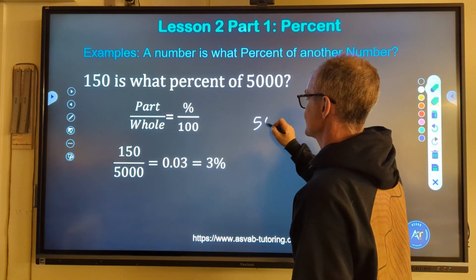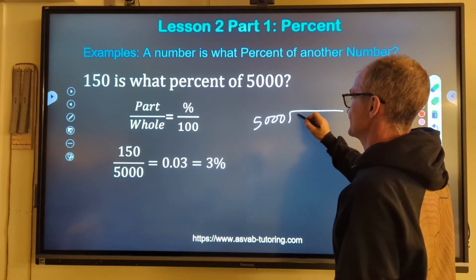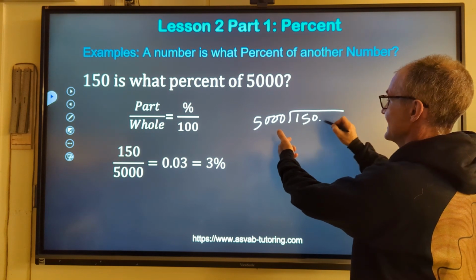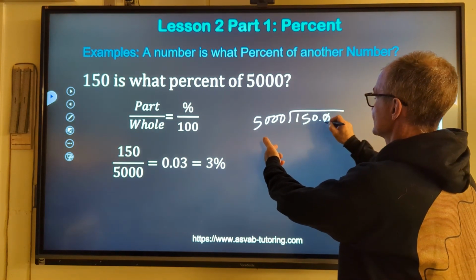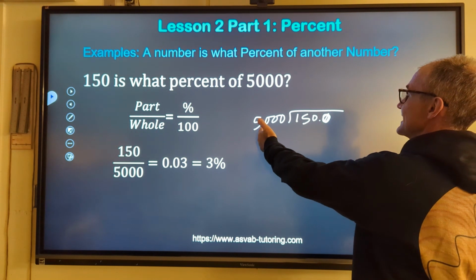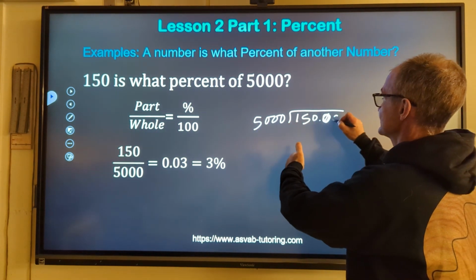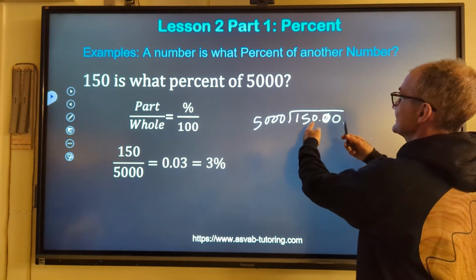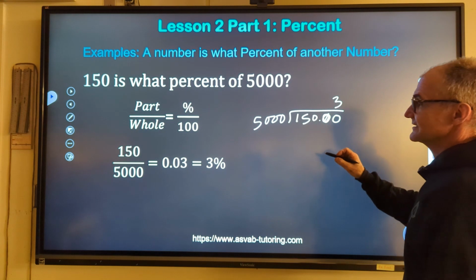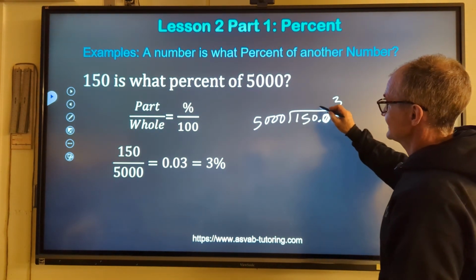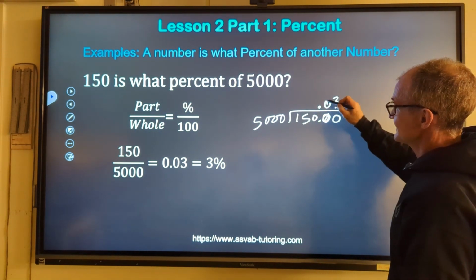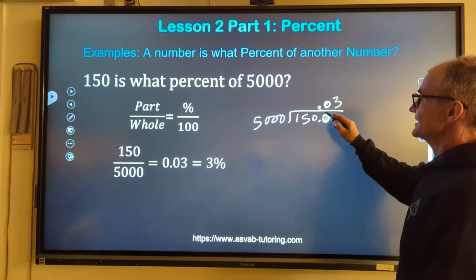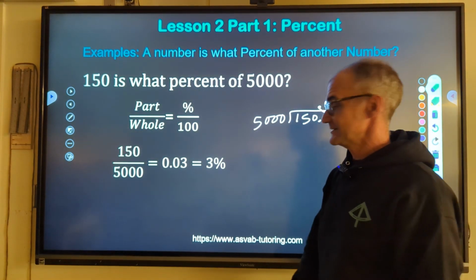So I got 5,000 into 150. Well, 5,000 doesn't go into 150, so I got to put a decimal there, add a 0. 5,000 into 1,500 still doesn't go in there, so I got to add another 0. 5,000 into 15,000 will be 3, right? And it's going to be 3 even. That decimal's right here. That decimal goes up. I need that placeholder of a 0 there. That gives me 0.03. Go to a percent, 1, 2, gives me 3%.